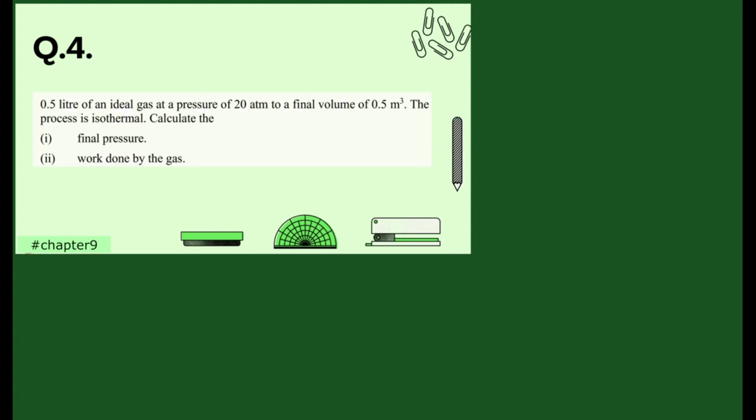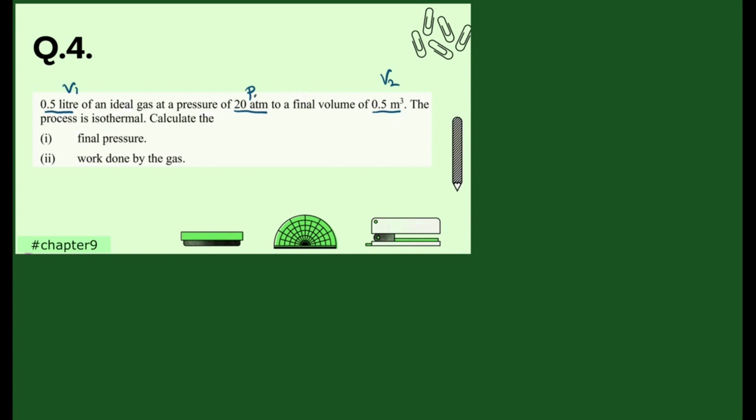Question of the week. Okay, our last chapter of the semester. So the question is, we have 0.5 liter of an ideal gas at a pressure of 20 atm. So we have volume and pressure, to a final volume of 0.5 meter cube. So basically, we have a change in volume here, from volume number 1 to volume number 2. Okay, the process is isothermal. Then calculate the final pressure.